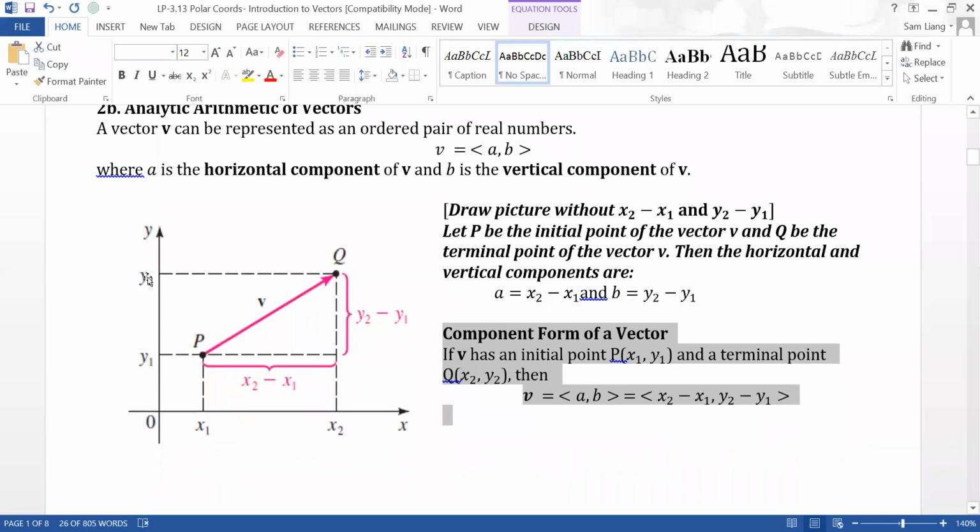So this vertical coordinate minus that vertical coordinate comprises the component form of this vector. Please do copy this down. It says if v has an initial point p and a terminal point q, then v equals angle bracket a, comma, b, where a is equal to x2 minus x1 and b is y2 minus y1.